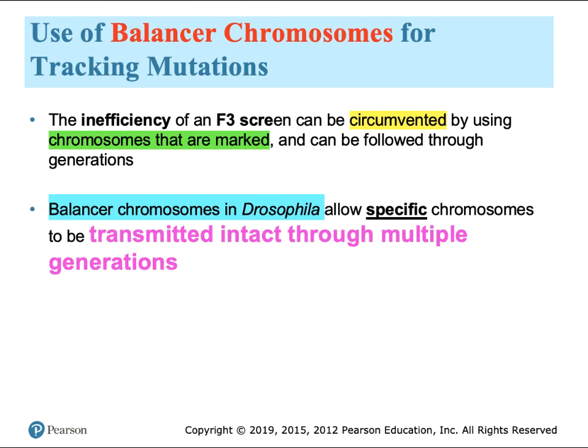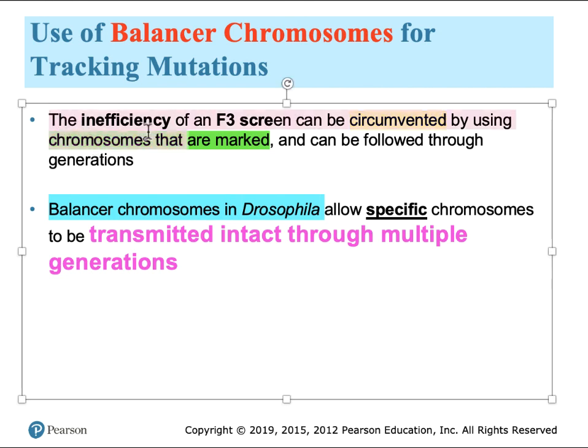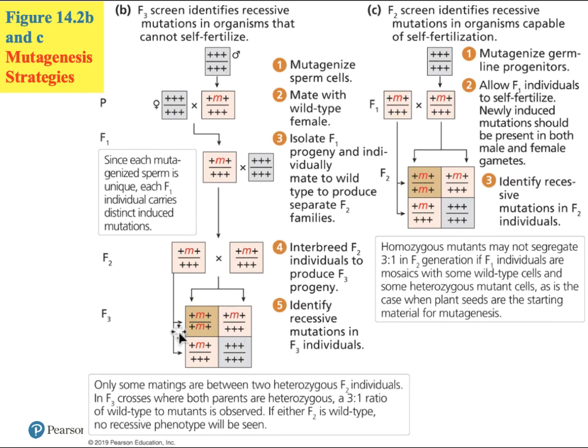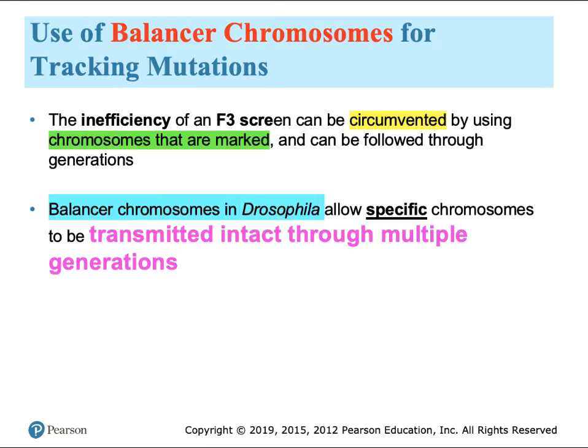Why does one want to use balancer chromosomes? Well, the answer is given here. In the previous set of experiments, namely this one, it's difficult to produce enough mutations through all these different crosses to satisfy the needs of the scientist. So if the species is amenable, then balancer chromosomes are preferred, and they circumvent the lack of mutations that are seen in the F3 screen.